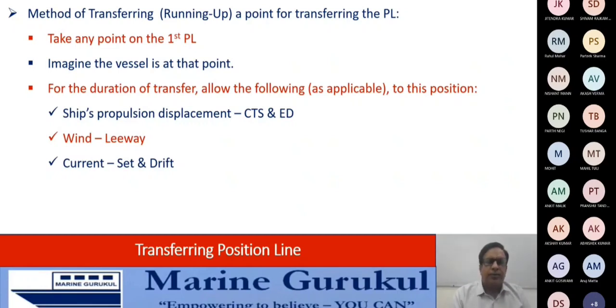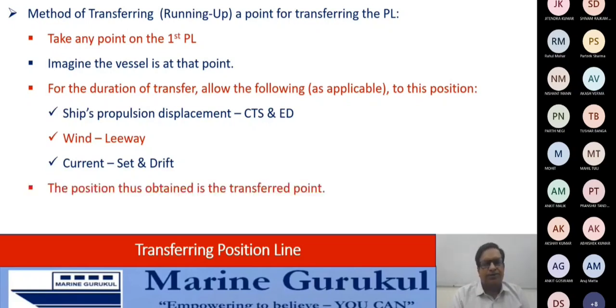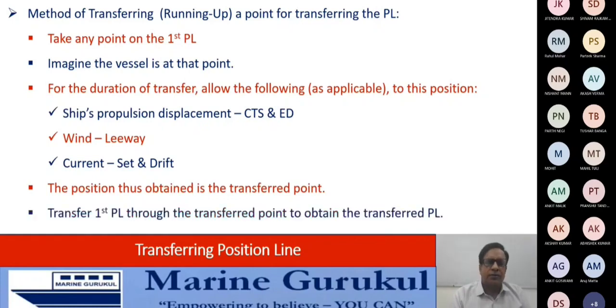Now, in each case, you may be experiencing either one of these factors, two of them, or maybe all of them. So depending on how many of these are applicable in a given scenario, we allow for that many factors and find out the position where the vessel would have reached from its assumed position on the first PL. The position thus obtained is the transferred point. Then we transfer the first PL through this transferred point to obtain the transferred PL.